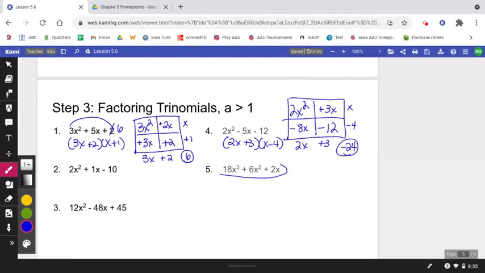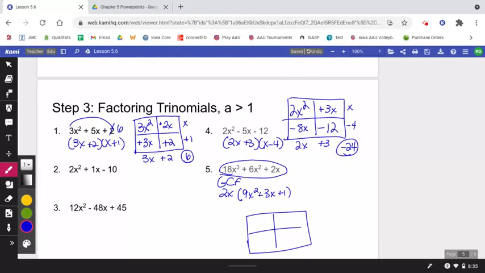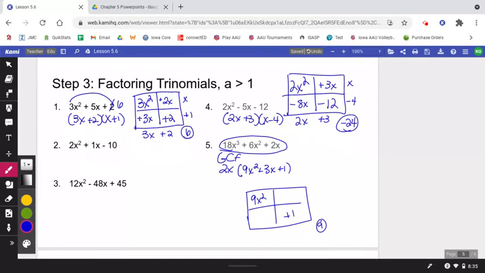Okay, coming down here, we have to be tricky with this one because this one has a greatest common factor of 2x. So the first thing I'm going to do is take that out. So that would leave me with 9x squared plus 3x plus 1. So I do the 9x squared and the 1, which would be 9. So I need factors of 9 that add up to 3. And there are none. So this one tells me that it cannot be factored, or some of the books call it prime.